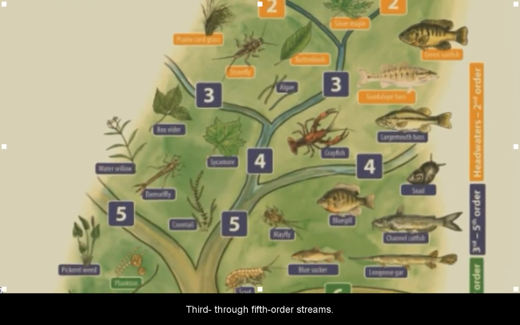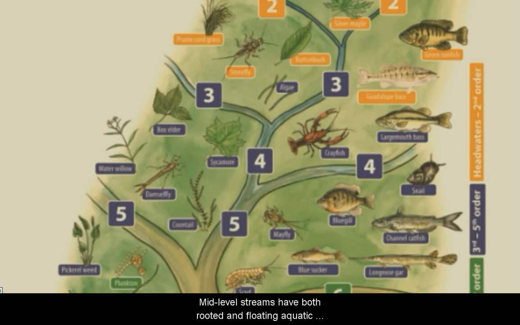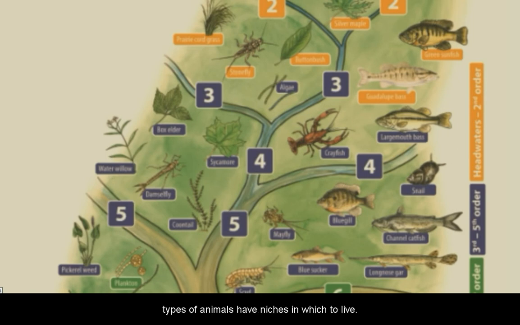Next, let's look at third through fifth order streams. These are mid-level streams. They have both rooted and floating aquatic plants and algae. In these larger streams, more types of animals have niches in which to live. Grazers such as snails and water pennies eat a growing number of plants. Collectors increase with the varied plant life, and as plant diversity increases, shredders begin to decrease. A large variety of fish species live in the deeper and more varied mid-level streams.